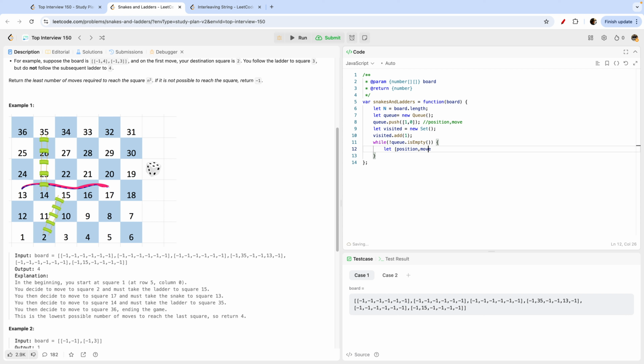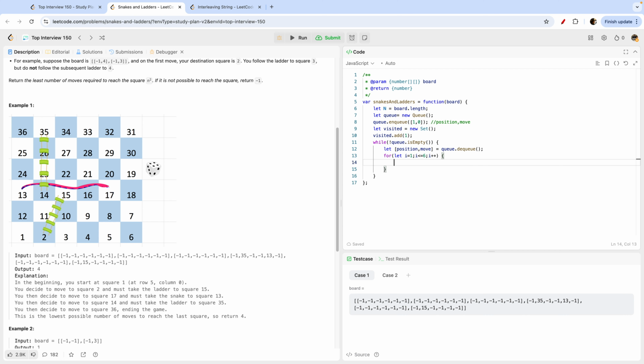Okay, position and move from, sorry, it will be the queue here, q.dq. So q.dq will get the position and move. Now we need to roll the die. What will be the options? So we'll have 6 options, 1 to 6. So for let i equal to 1, i less than or equal to 6, i plus plus.